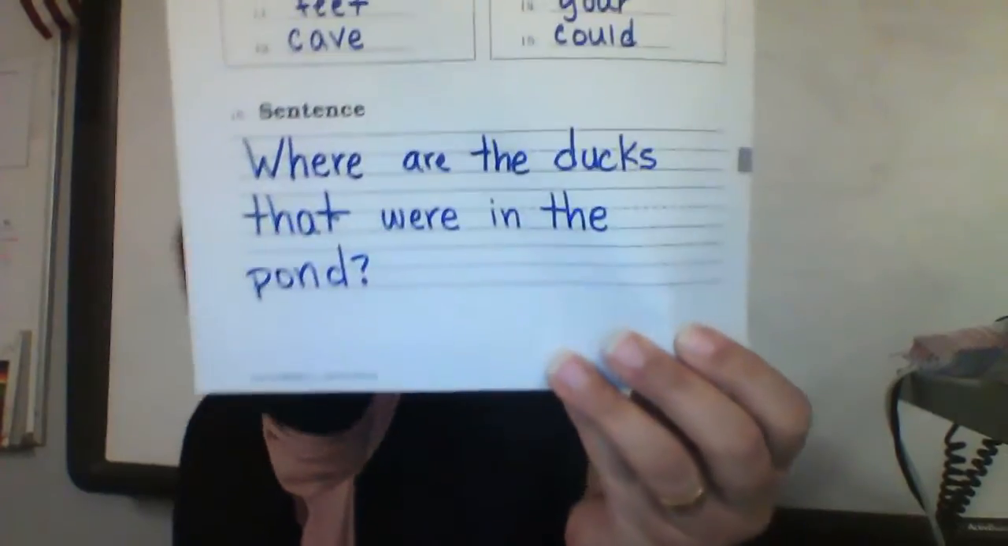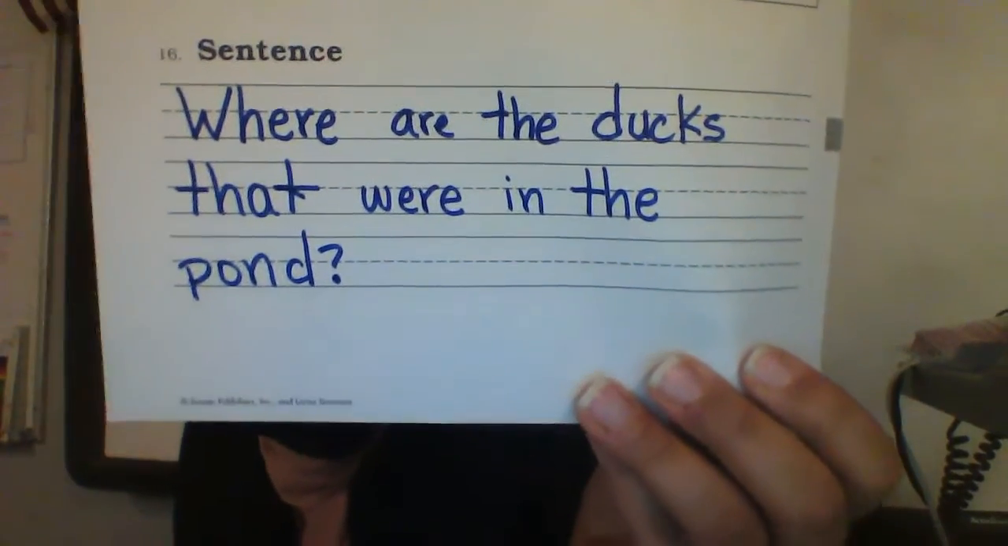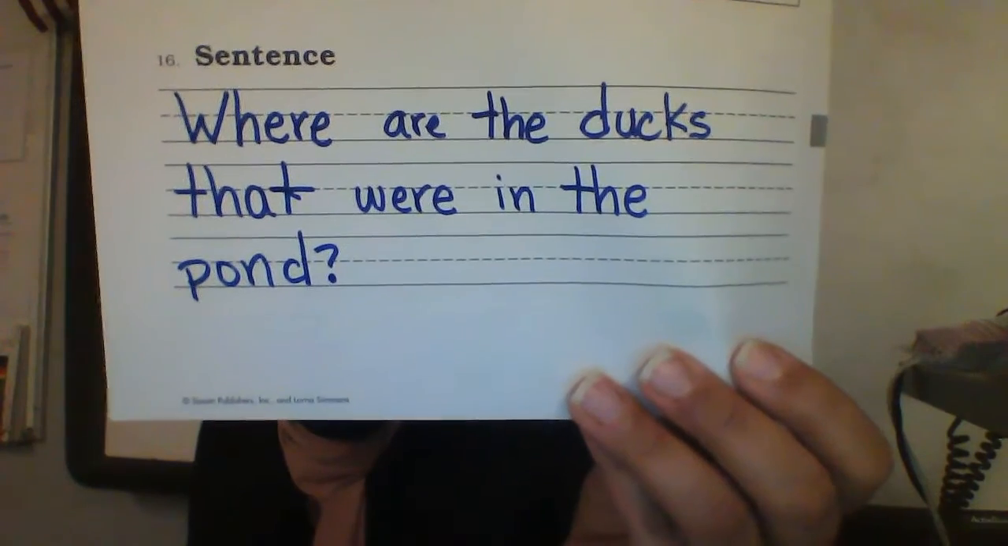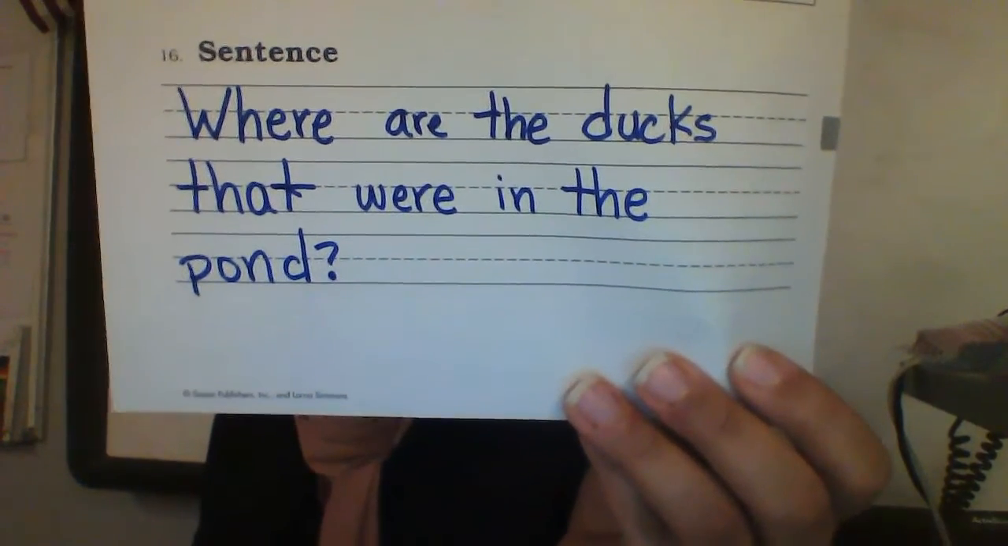Where are the ducks that were in the pond? Okay, this is how your paper should look. Where are the ducks that were in the pond? Okay. All right, now we're moving on. You can put your paper aside.